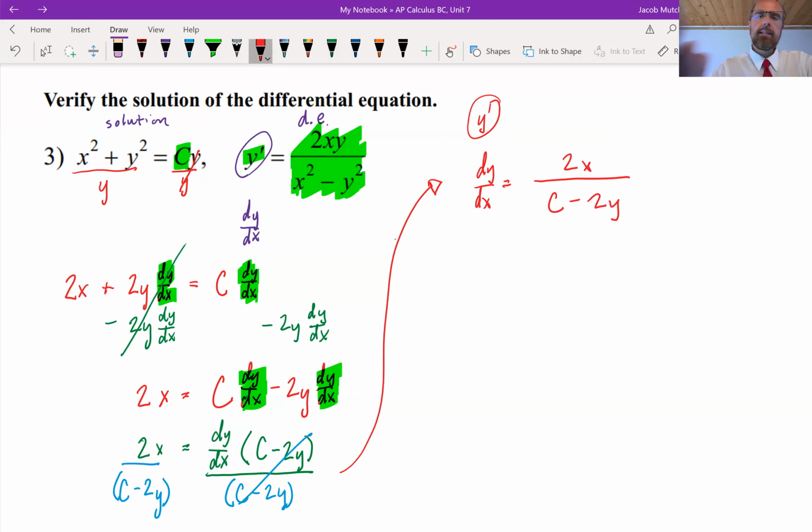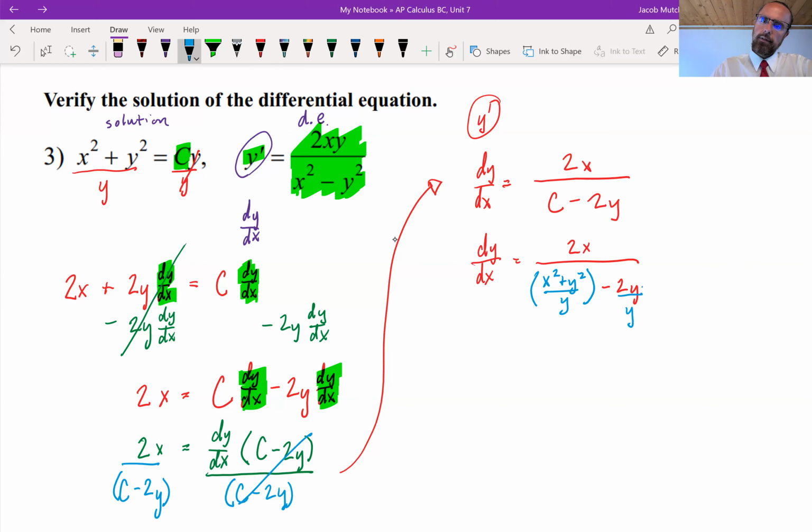So let's make that substitution. So dy dx is going to equal 2x over, make my substitution in there for C. C is x squared plus y squared divided by y. And then pick up with my term minus 2y. So at that point, what I need to do is simplify the complex fraction. So to be able to do so in the denominator, I need both of these terms over y. So I'm going to put y below and above.